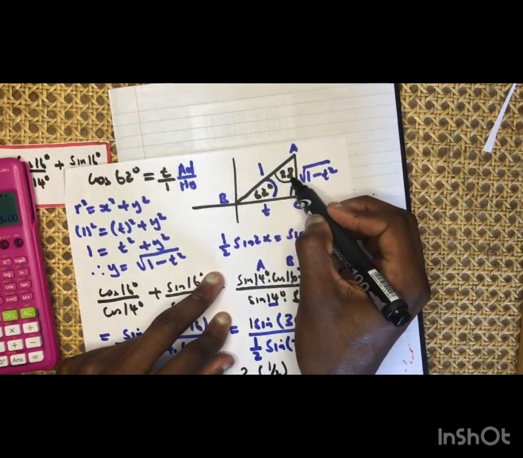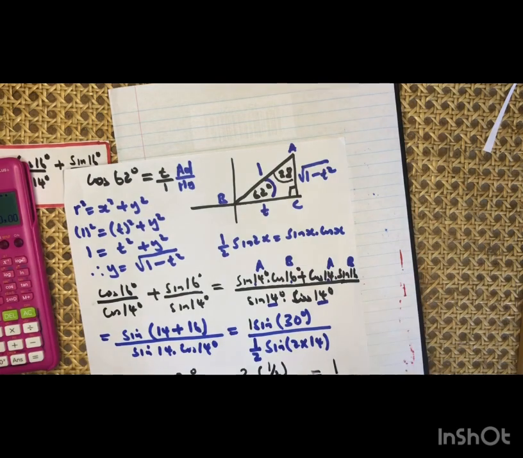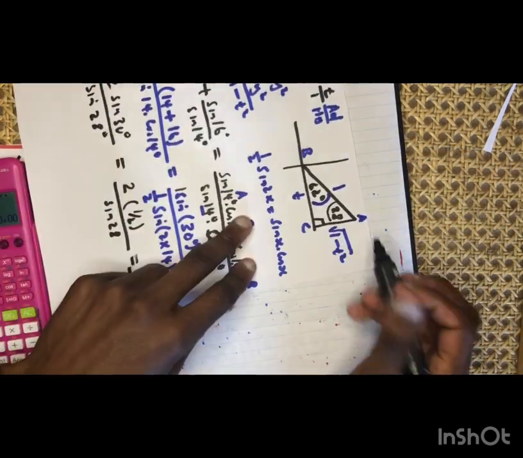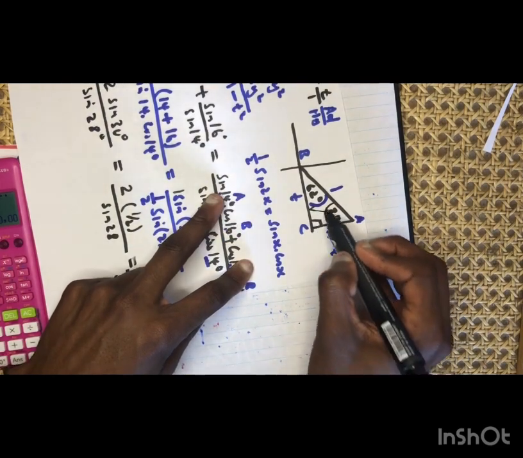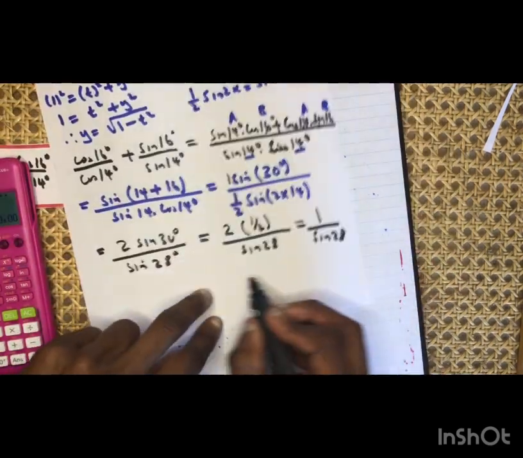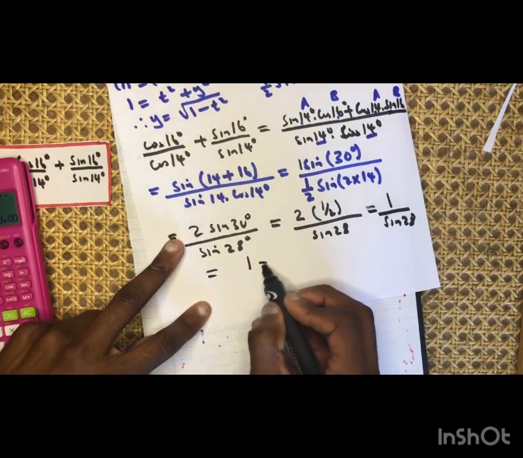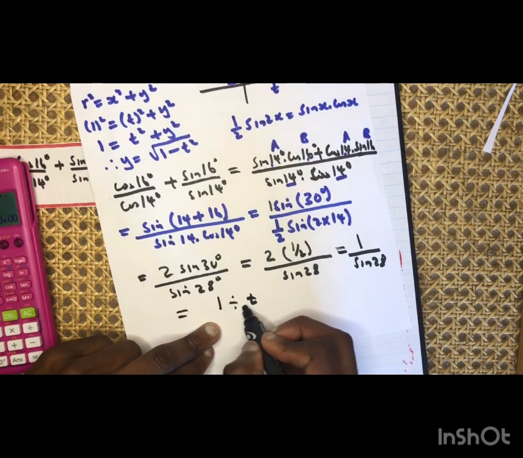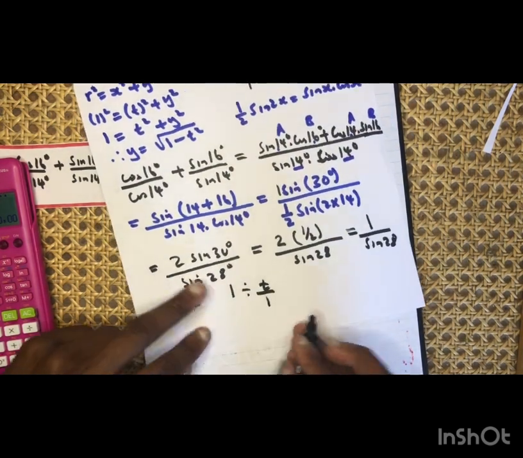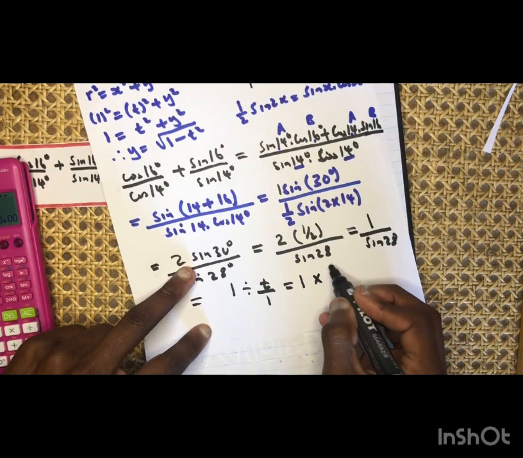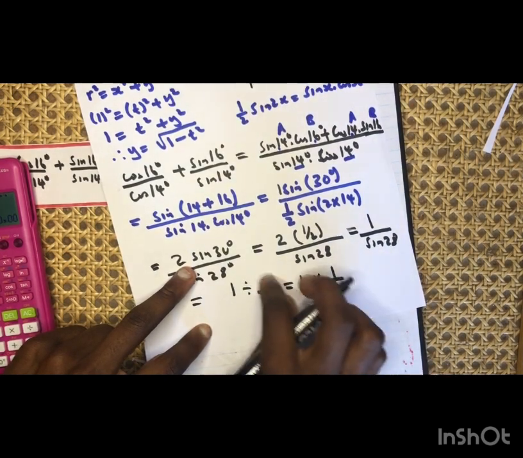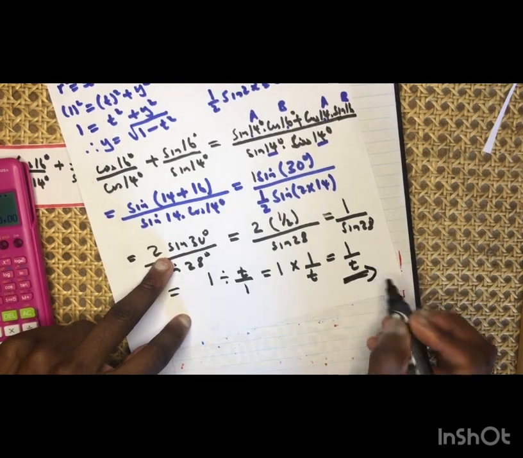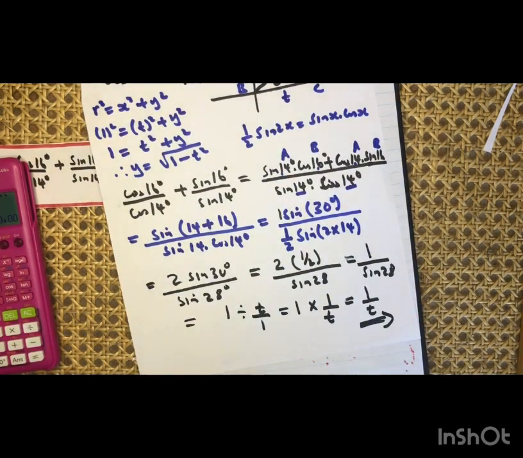Oh, we have 28 here. So now we can relate. Sine is opposite over hypotenuse. So this becomes your opposite. This is your hypotenuse. So we are going to have 1 divided by our opposite for sine 28, which is t over 1. So the final answer, guys, is 1 multiplied by 1 over t, because we're going to apply the reciprocal here, which is 1 over t. So that's your final answer for this question.